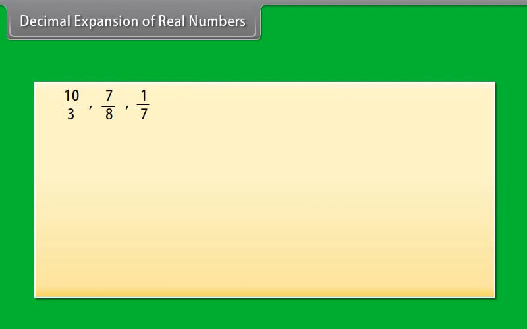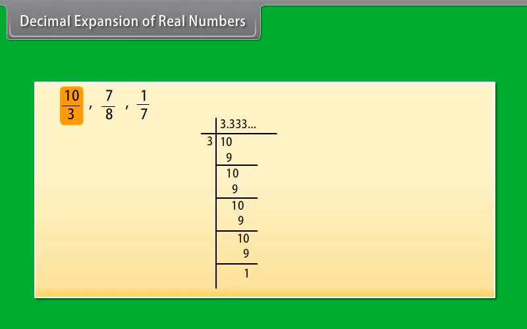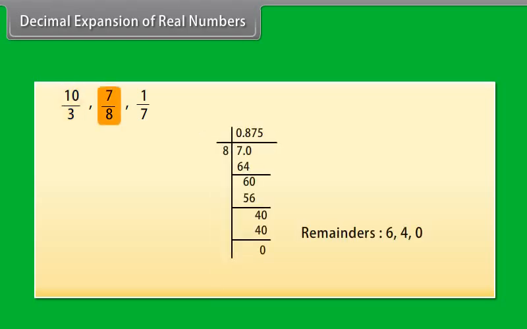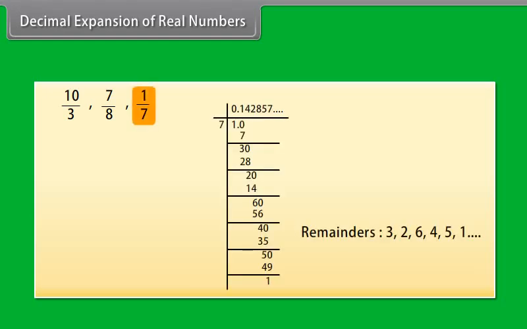We will find the decimal expansion of these three numbers. Here we can see the decimal expansion of 10 by 3, where we get remainders 1, 1, 1, 1, 1. Similarly, the decimal expansion of 7 by 8 gives remainders 6, 4, 0. And the remainders of 1 by 7 are 3, 2, 6, 4, 5, 1.